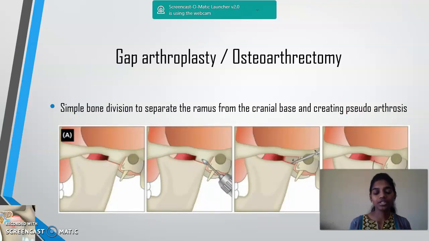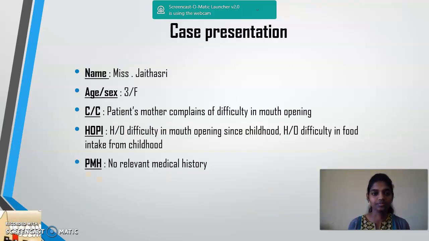Now let us see about gap arthroplasty. It is the management of TMJ ankylosis. It is also called osteoarthrectomy. A simple bone division is done to separate the ramus from the cranial base, thus creating a pseudoarthrosis. Usually a 1 centimeter osteotomy cut is done. If it is done too long, there will be immobilization of the jaw, thus creating an open bite. If the osteotomy cut is too short, then the possibility of recurrence is seen.